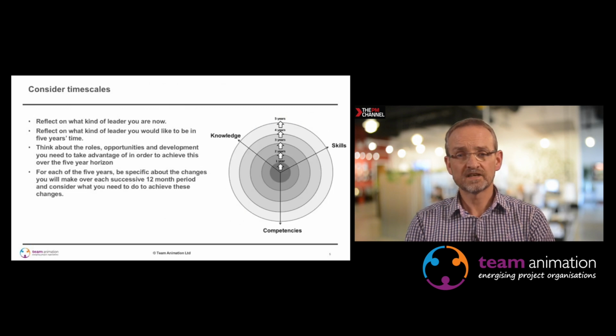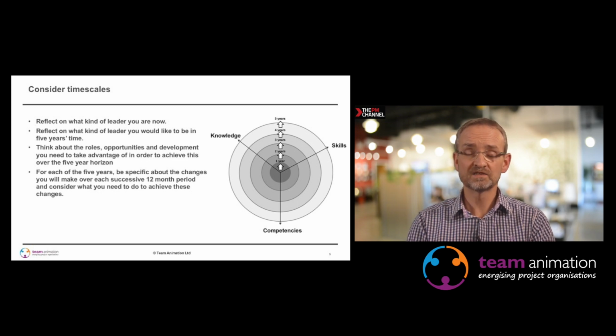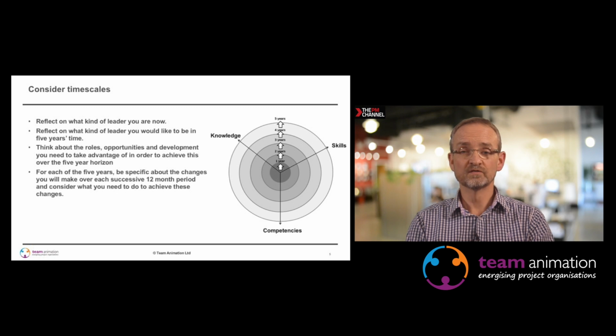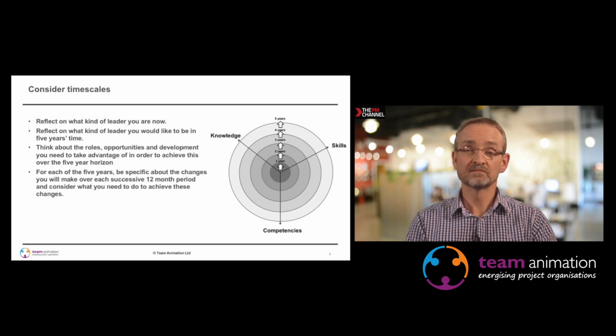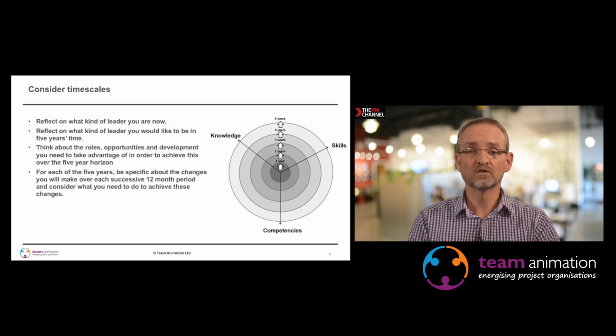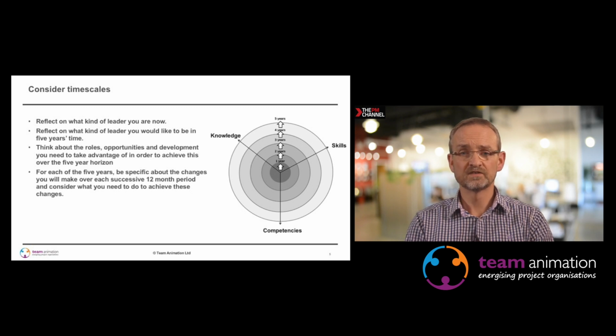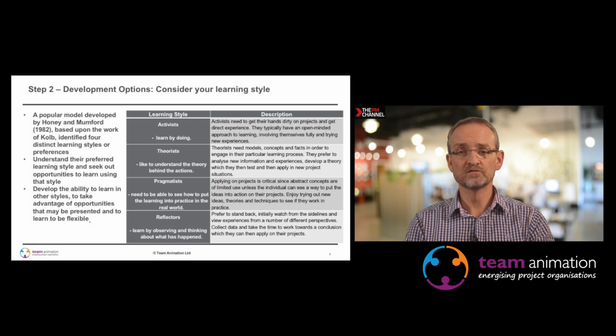Then you need to consider the time scale. I've mentioned, what is it you want to achieve by when? So reflect on what kind of leader you are now, what you'd like to be, let's say in 5 years' time. That's a good horizon for many people, but where they would like to be in terms of the role that they're doing, and then being able to work back and understand what they need to do and change in terms of the skills, knowledge, and the competence. So again, think about it in those different layers and build it up towards the 5 years. So that's step 1 complete if you've done all of that.